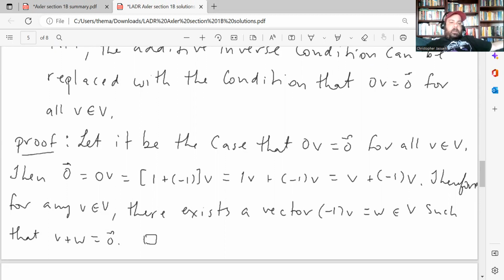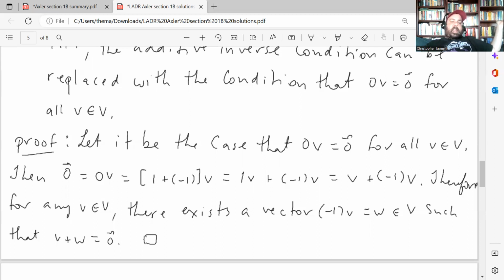Then the 0 vector is the same thing as, by the hypothesis, 0 times v, which is the same thing as (1 plus -1) times v. That's just by definition of additive inverse in the base field. And then you can use the distributive law. So that's the same thing as 1 times v plus -1 times v. And 1 times v is equal to v by the axioms, but that gives you that v plus -1v is equal to the 0 vector.